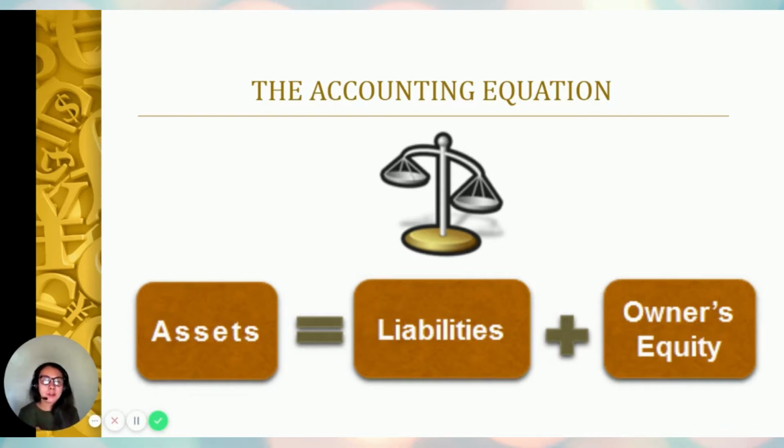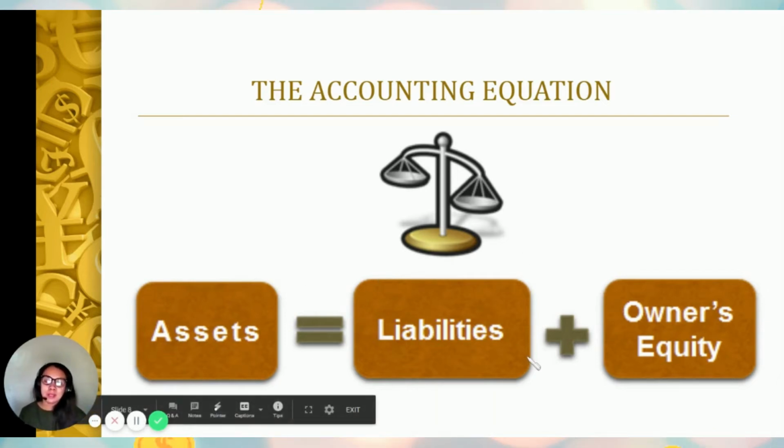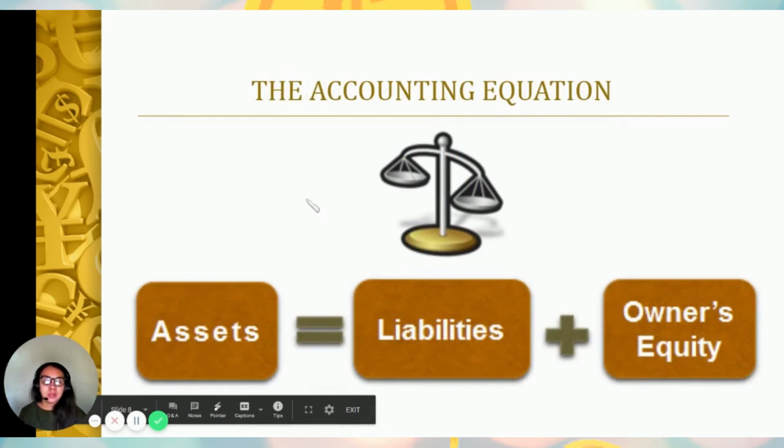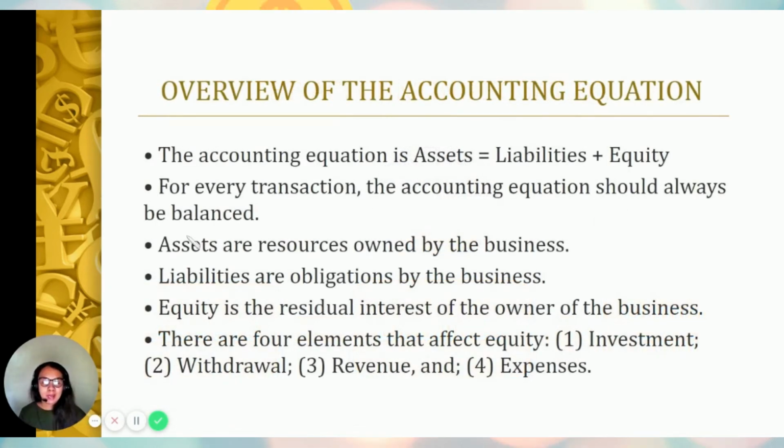And those transactions show and prove that the accounting equation should always be balanced, whatever the transaction is. Again, the accounting equation is assets equal to liabilities plus owner's equity. And the thing that you have to remember, for every transaction, the accounting equation should always be balanced. Assets are resources owned by the business. Liabilities are obligations by the business. Equity is the residual interest of the owner of the business.